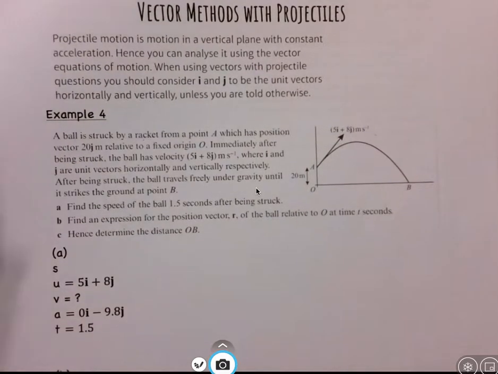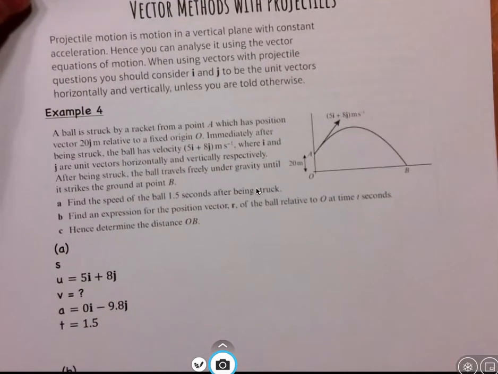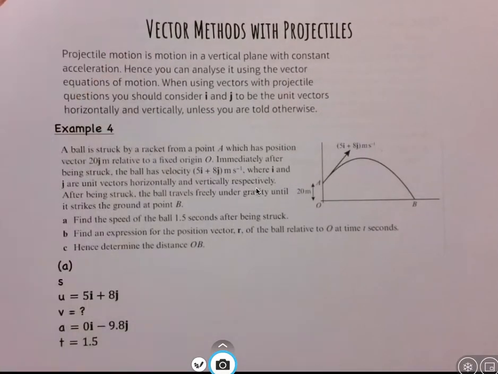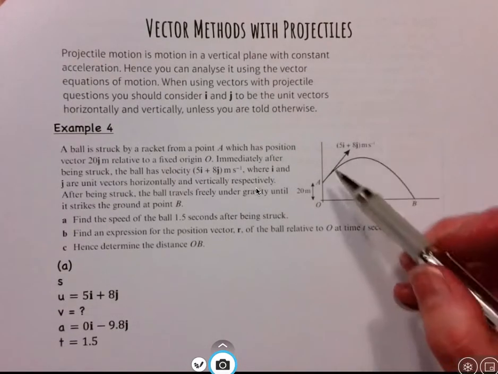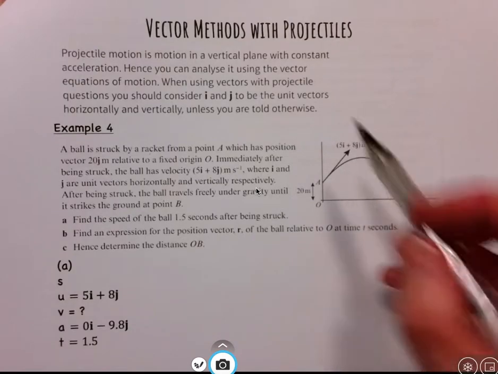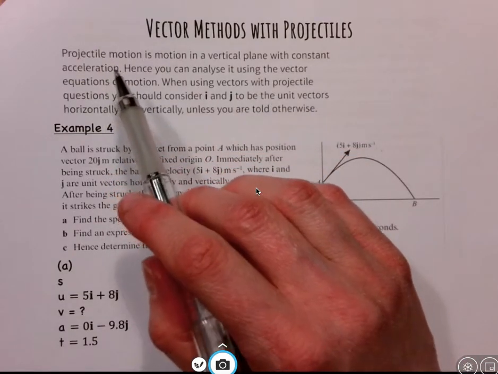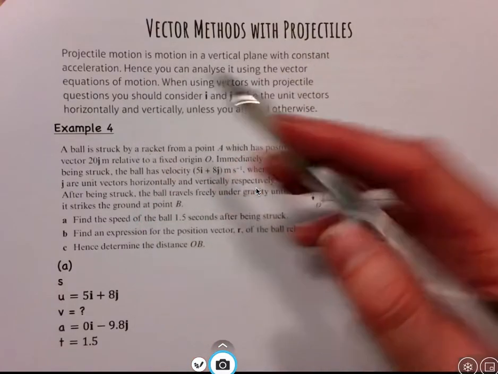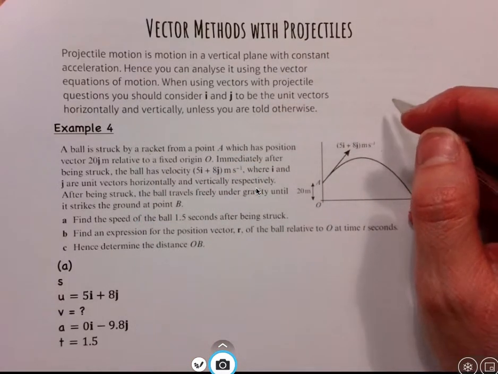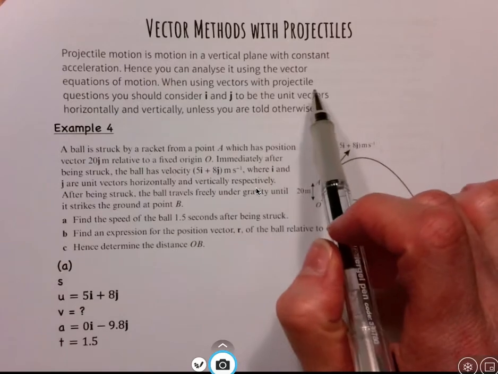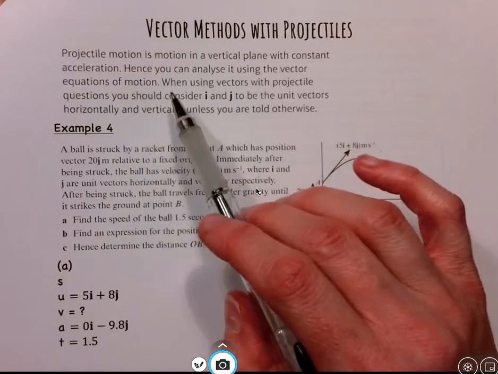Hello, it's me again. Okay, so I just realised that we did miss out a couple of questions on the projectiles in this booklet, so I just thought it would be a good opportunity to go over that one. We might as well. Okay, so remember, projectile motion is in the vertical plane with constant acceleration. So the acceleration is down to gravity and it only acts in the vertical direction. Okay, so you can analyse it using vector equations of motion.